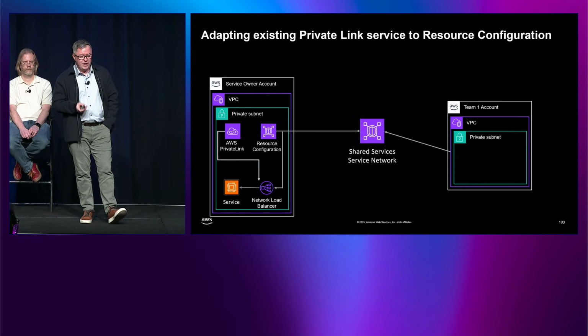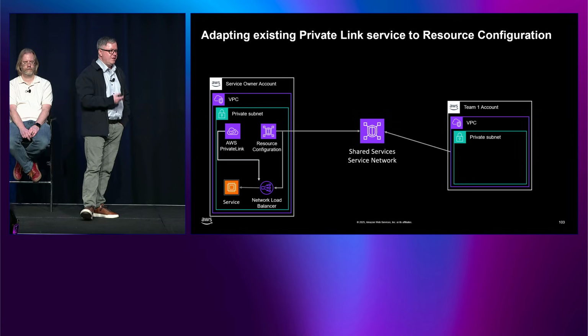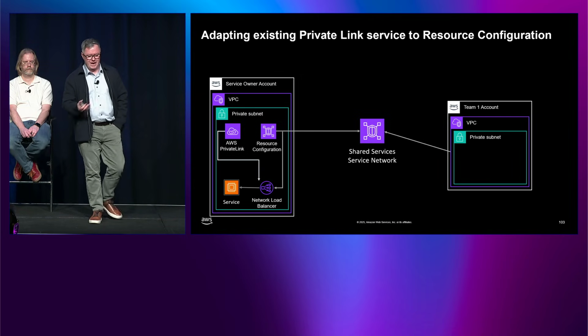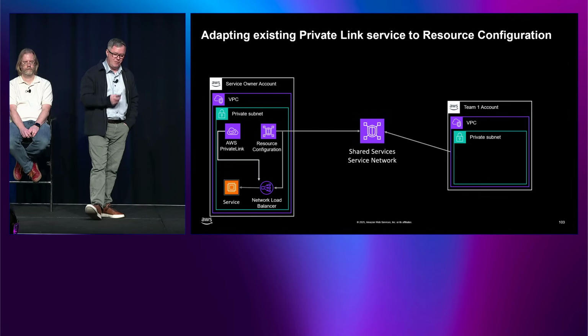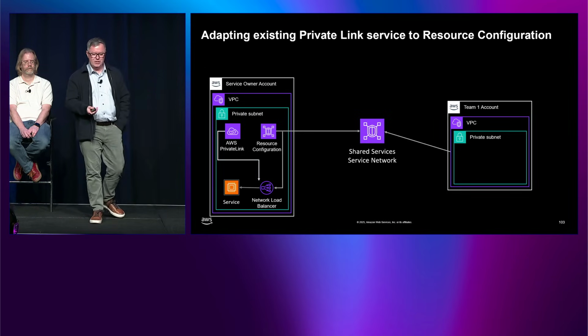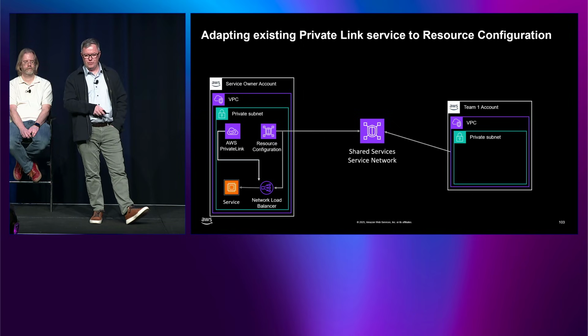So one thing we don't want to do is disrupt the existing PrivateLink customers, right? Those are still going to exist, and we don't have to do anything. But what we can do is create a resource configuration. We can create a resource configuration from an ARN. We can create it from an IP address, but we can also use a domain name. And so in this case, we simply take the domain name from the NLB, which is the AWS-assigned FQDN, and we use that to create a resource configuration. And now we can take that resource configuration and associate it with the shared services network.